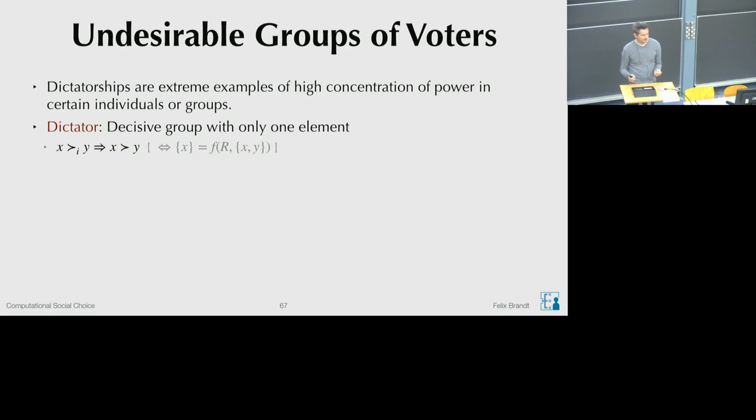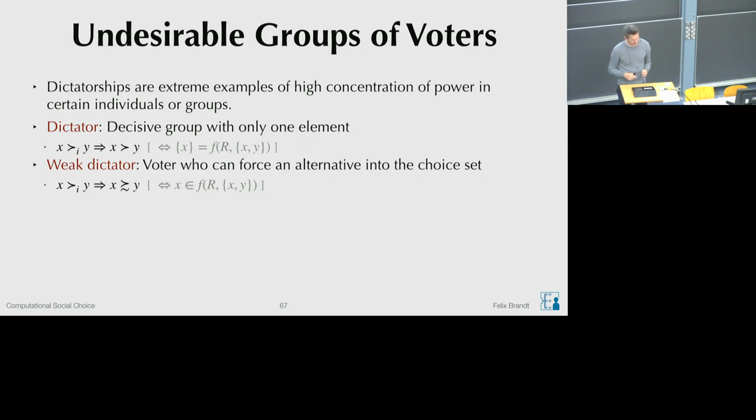What a dictator can do is force an alternative in the choice set and the other one out. Now a weak dictator is a voter such that whenever this person strictly prefers x to y, then in the collective preference relation, x is weakly preferred to y. So that's just a reasonable definition. Whenever somebody has a strict preference over x and y, we don't have the consequence that x has to be strictly preferred to y. It's also possible that we have indifference between x and y. But what is ruled out by this definition is that y is collectively preferred to x. That's why it's a weaker notion of a dictator.